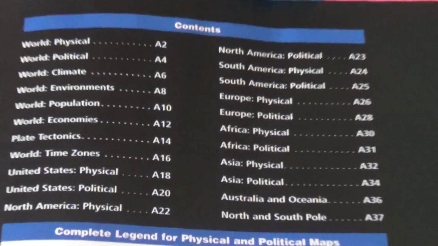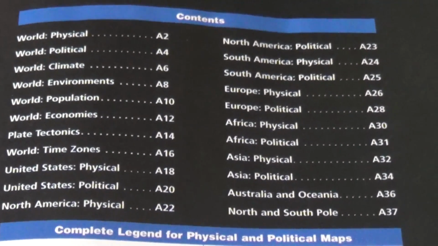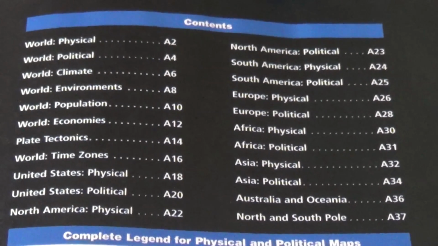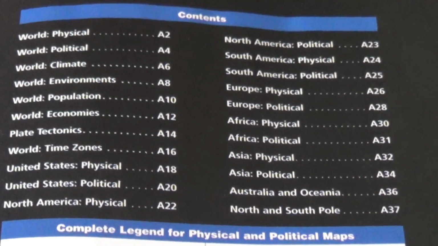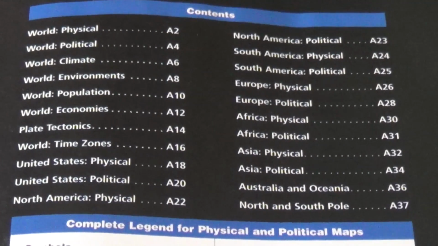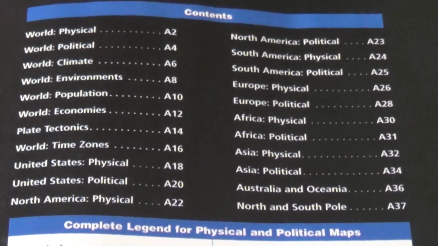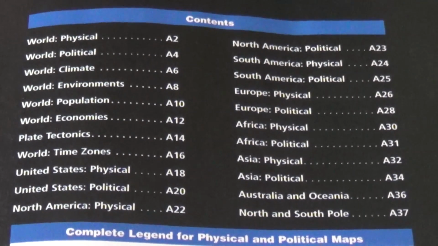Well, you'd come to this World Atlas, and if I zoom in here, you see that there's a table of contents on page A1, and you're going to look for the word Africa. And you can follow along in your textbook and do this and make sure that you can do it in the future, because this is going to come in handy for you.